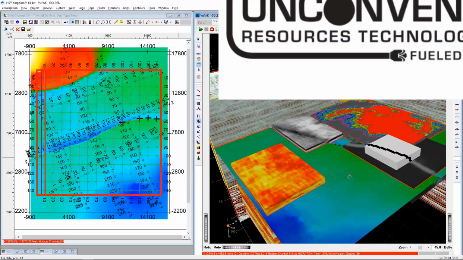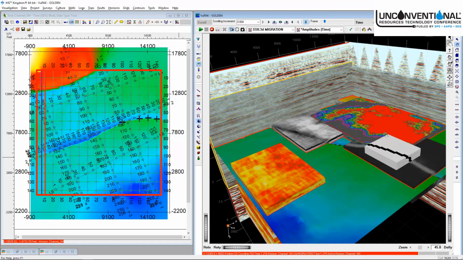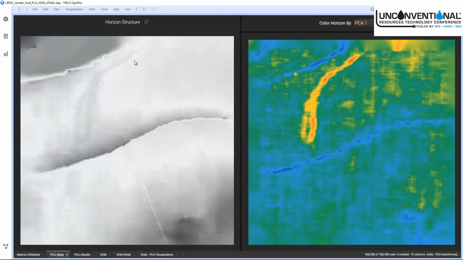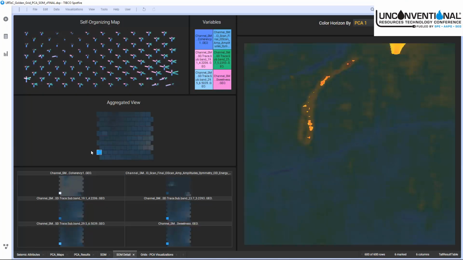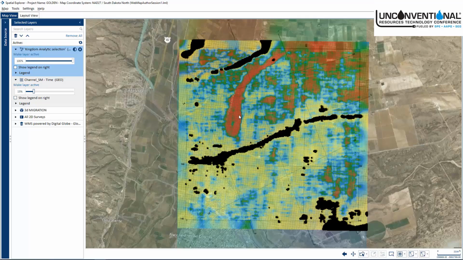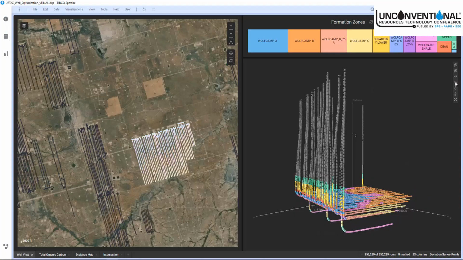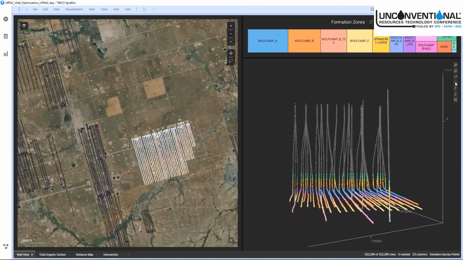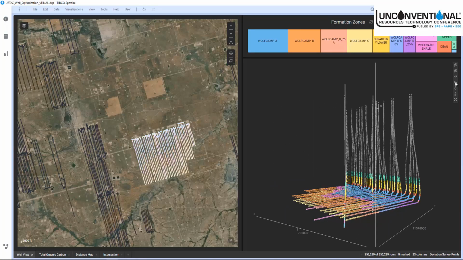Recently, I also presented jointly with Camilo Rodriguez of IHS Market. We were at the URTeC Energy Conference and we took different geological data and looked at the variability in that data by using principal component analysis and by using self-organizing maps. We used this through a Kingdom Analytics and Spotfire integration now offered by IHS Market. We also looked at horizontal well spacing in different reservoirs and how those wells should be spaced.